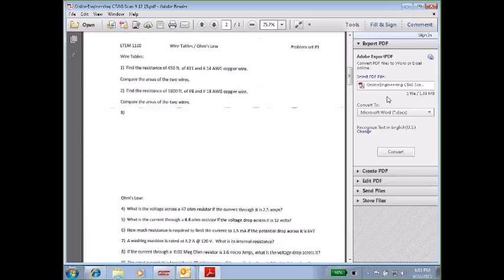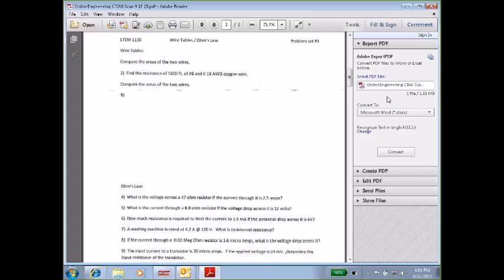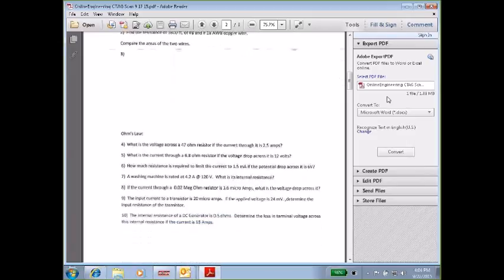these are some example problems that I assign as homework problems to college courses. For example, under Ohm's law, number 4 there, what is the voltage across a 47 ohm resistor if the current through it is 2.5 amps? Just basic application of Ohm's law. I find that students coming in have no problem with that.